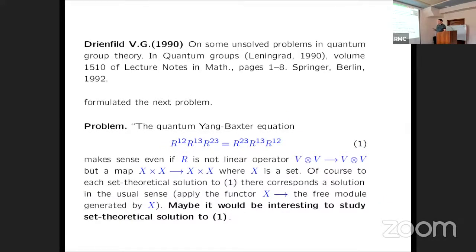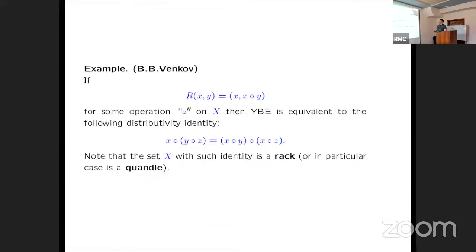Maybe the big interest in such an algebraic system started from the question of Weinstein, 1990. He asked: it may be interesting to study the set-theoretical solutions of the Yang-Baxter equation of the fourth law. And he gave two examples. One of them is the next. If r of x and y is an operation of the next form, x is fixed, and in the second part x circle y, where circle is some operation, then from the Yang-Baxter equation we obtain that the algebraic system defined by circle is known as a rack. If we add some additional relation, we obtain a quandle.